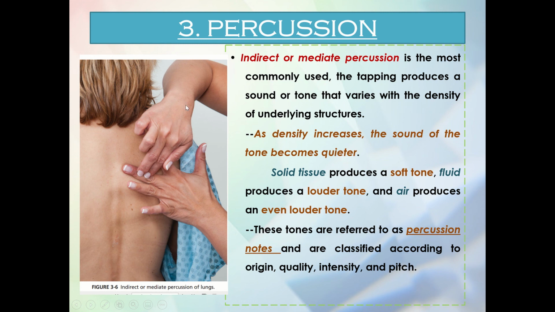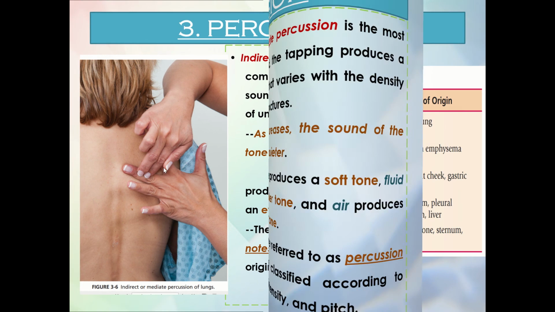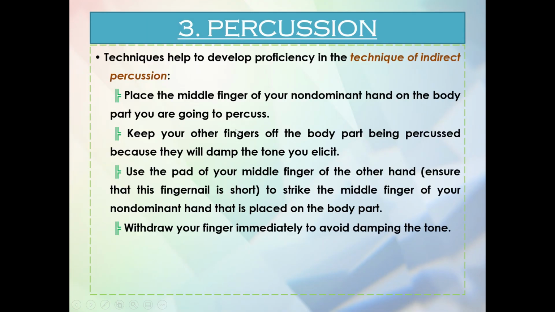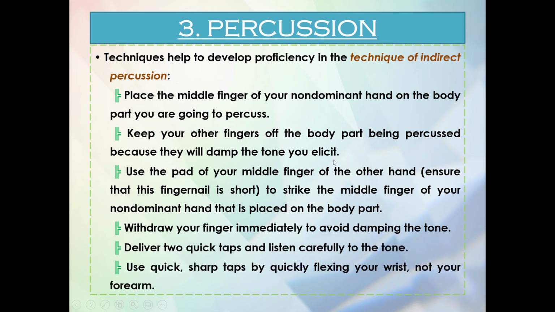Okay? And then ang igagalaw lang natin is our wrist, not this arm natin, hindi itong not this part. So ito lang yung igagalaw natin to exert pressure. And then make sure that your fingernails na ipangtatap mo are short. Okay? Because baka definitely magkasugat ka pa if ever na mahaba yung ating fingernails. So basically, iyon yung nakalagay dito on how we can develop proficiency in indirect percussion.